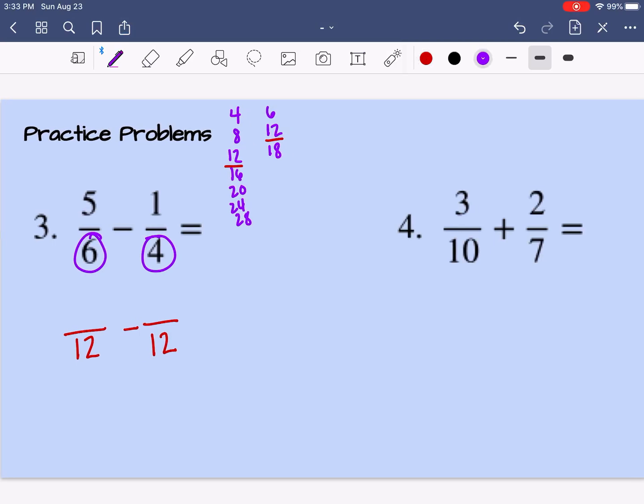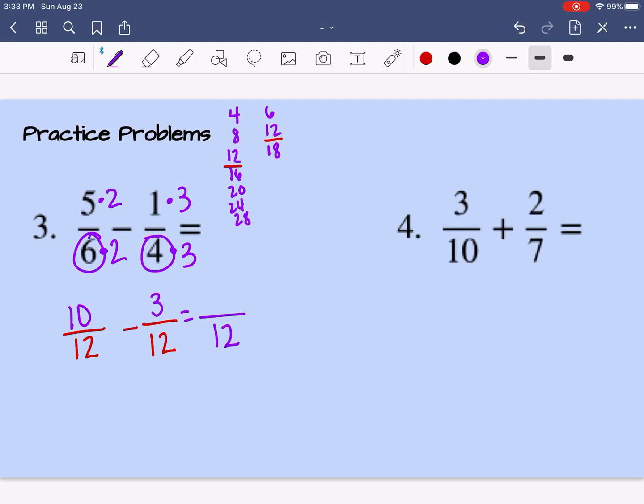And what did I multiply the 6 by to get 12? I need to multiply by 2. So I need to multiply the numerator by 2. 5 times 2 is 10. On the second fraction, how did I get to 12? I multiply the 4 by 3, so I need to multiply the numerator by 3 as well. So my numerator is 3. The 12 stays as my denominator.